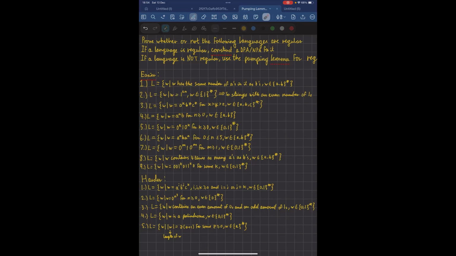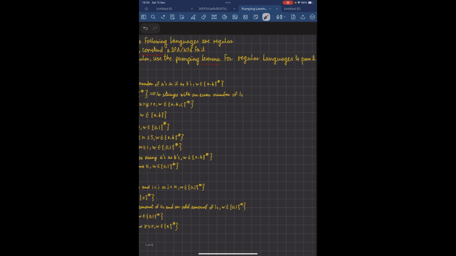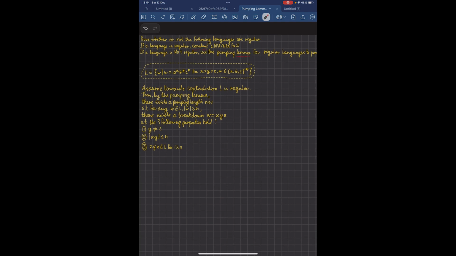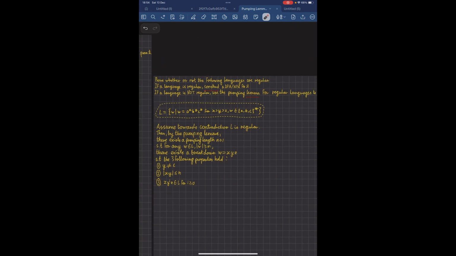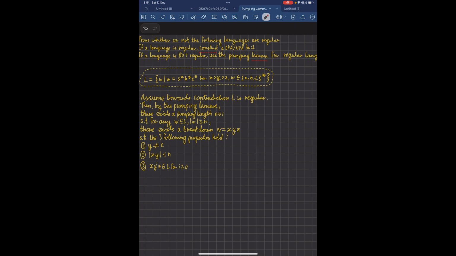Okay, next we're going to go over question 3, which I've copy pasted over here. I've also copy pasted the instructions to save some time. So let's first quickly go over what the question is asking. Again, we're asked to prove if the language is regular or not. If it's regular, we make a DFA/NFA for it. If it's not regular, we use a pumping lemma to prove that.